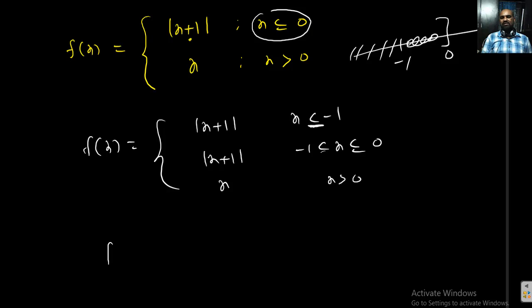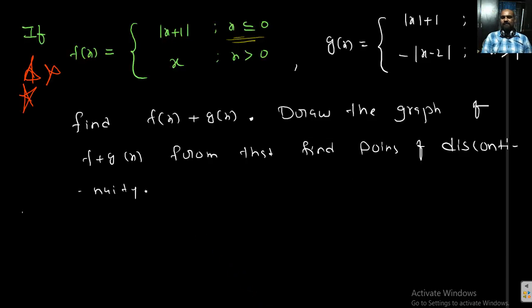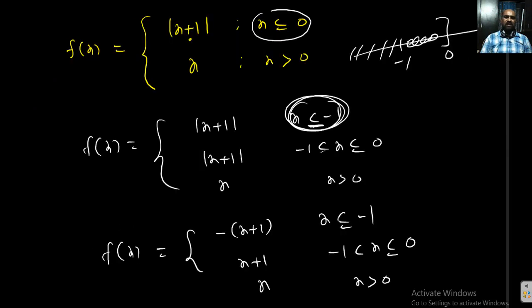Now I want to open the modulus. f of x equals, students, for x less than or equal to minus 1, mod of x plus 1 is minus of x plus 1 only. For x greater than minus 1, the inside is positive, so it is mod of x plus 1 equals x plus 1, for minus 1 less than x less than or equal to 0. And x for x greater than 0. So I want to write that f of x again here. Rewrite the new f of x equals, so the new f of x, for x less than minus 1, what is it?